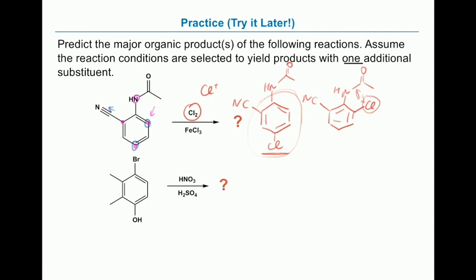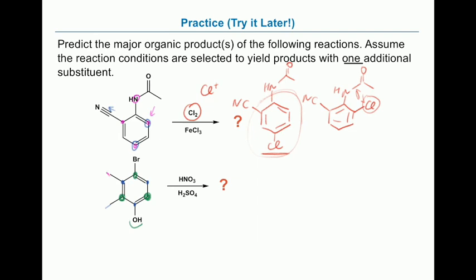Okay, for the second example, and here we go through and do again. Now this is an ortho-para director, very strongly so. So I'm going to put a big dot here for these positions. Methyl, also ortho-para director, weakly so. So I'm going to put a smaller dot.